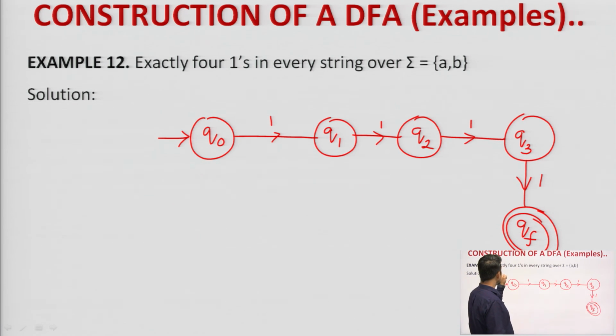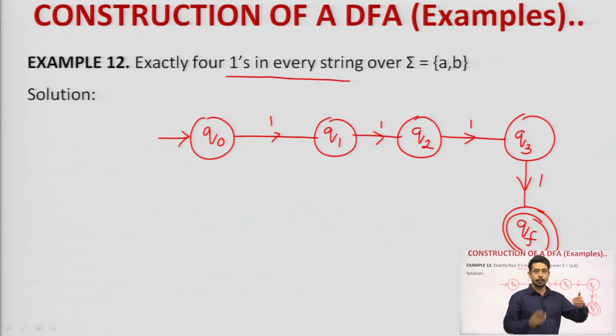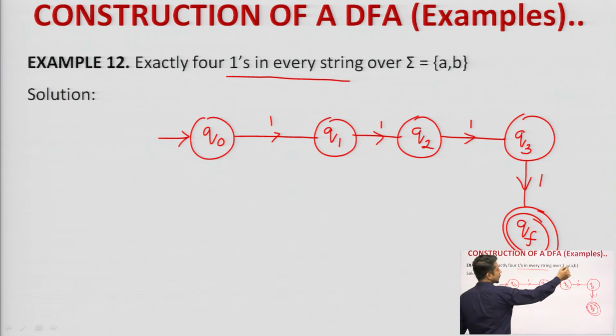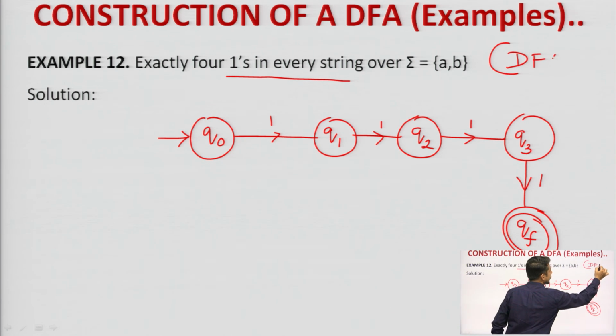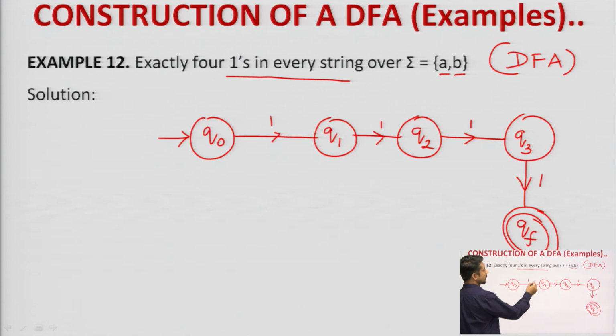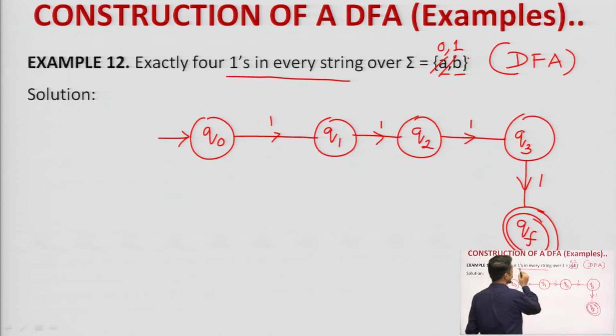Now, it is telling exactly 4 ones in every string, but they are not saying that these 4 ones are consecutive, or that they should be together. No, they are saying exactly 4 ones. So, now we need to check where I can place zeros, because this is a DFA, I have to construct a DFA. So, I need to concentrate on both the input symbols. Actually, this string will not be A and B, this will be 0 and 1, because we are talking about ones, exactly 4 ones. So, I have to now concentrate on 0.